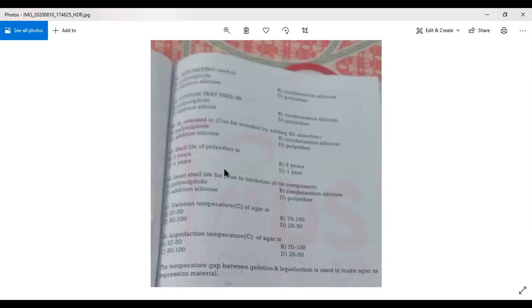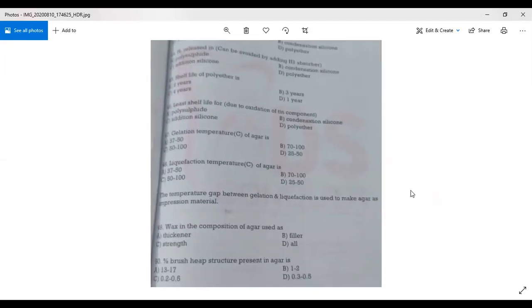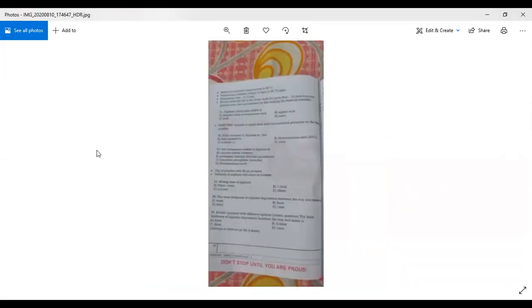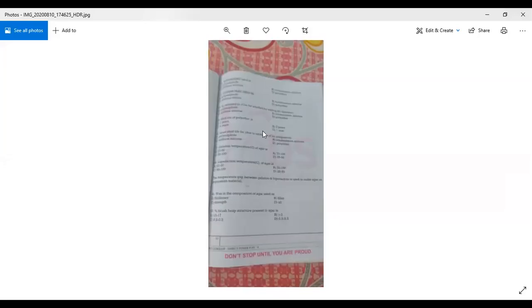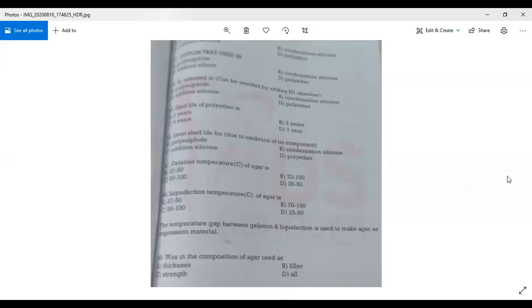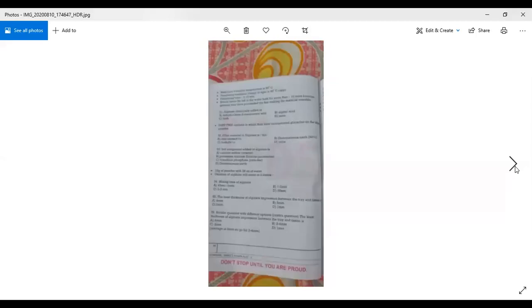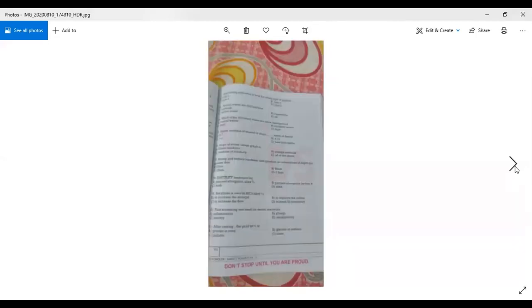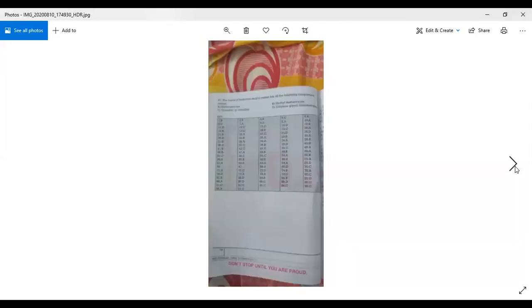Now, shelf life of polyether. How is the shelf life of polyether? The question number is, I don't remember, it is 45. 45 is A.